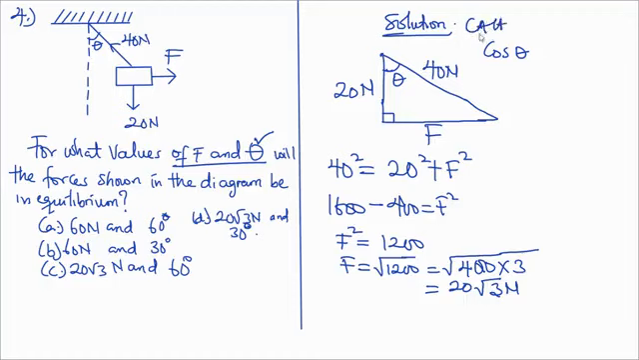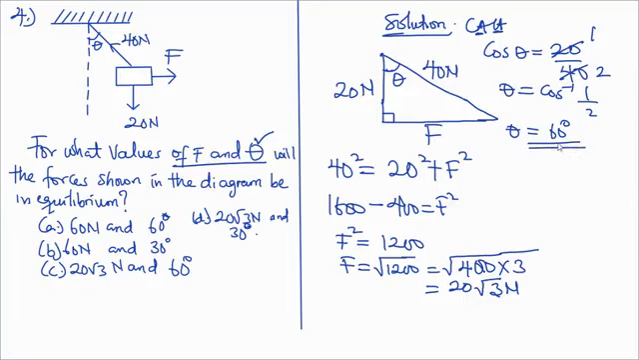Adjacent over hypotenuse. So cos theta is what? 20 over 40. Now how do we find theta? Theta will be arc cos. You know that 20 here, 1, 20 here, 2, so that will be 1 over 2. So theta will be arc cos 1 over 2, right? Arc cos 1 over 2 is 60 degrees. So our answer here is what? 20 root 3 Newton and 60 degrees.